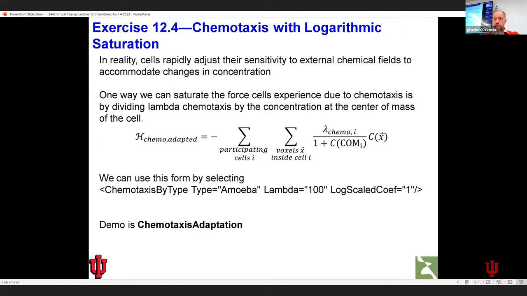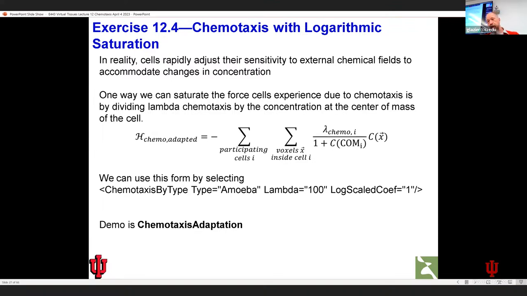The simplest way to do this, to adjust for an exponential distribution, is to say that lambda chemo is smaller when the concentration is bigger. Why is that? Well, the gradient is proportional to the concentration. So if I have a gradient where the typical concentration is 100, typically the strength of that gradient will be 100 times what that gradient is where the concentration is 1. And so to a first approximation, if I want the velocity of the cell to be independent of the concentration of the chemical, I can say that the velocity should be lambda chemo divided by the concentration.